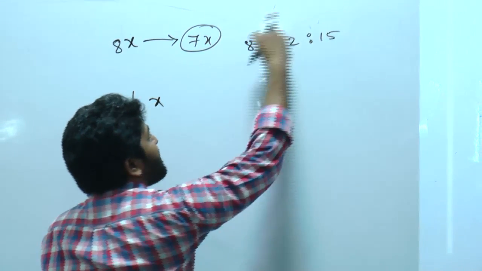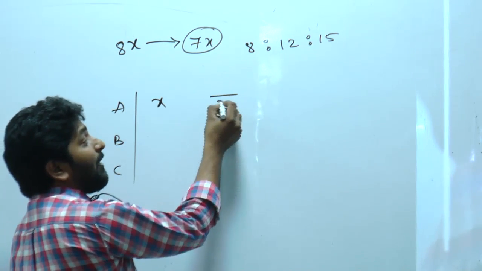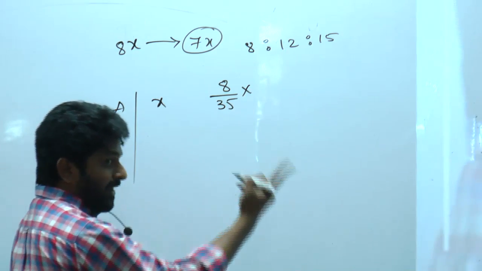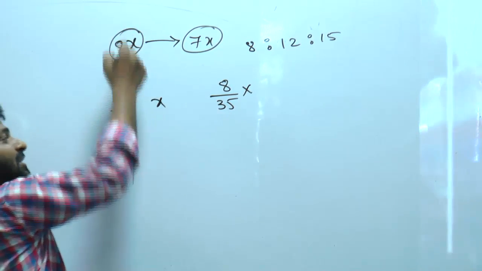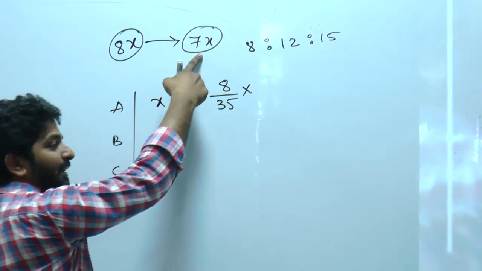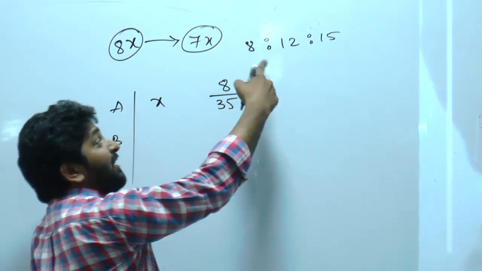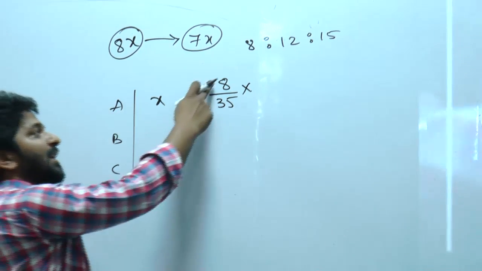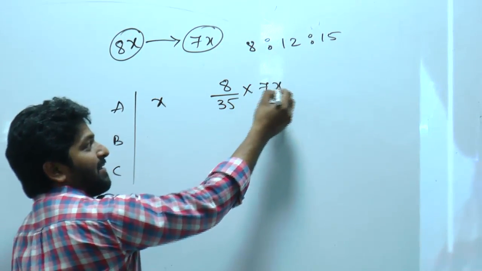So total how many parts do we have? 35 parts. Out of 35 parts, A gets 8 parts among the remaining profit, not on the total profit. Out of the total profit, A gets X rupees as salary. The remaining profit is 7X rupees. A, B, C need to share 7X rupees in the ratio 8:12:15. So out of this, A gets 8 parts out of 35 parts among 7X.